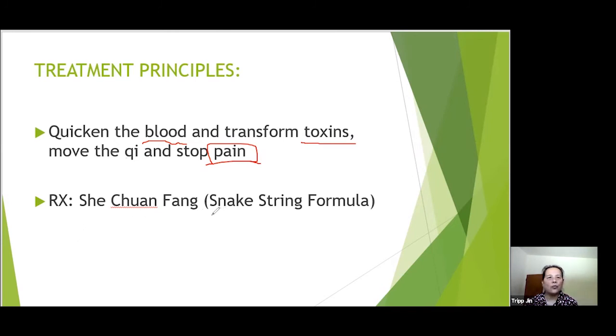We have a special formula, 蛇串疮方. 蛇 is snake, because we say it looks like a snake. 疮 means sores or skin damage. This formula is not in our CCN list. It's a special formula we use to treat this condition. If you are interested, you can look for the book, and you can go from there.